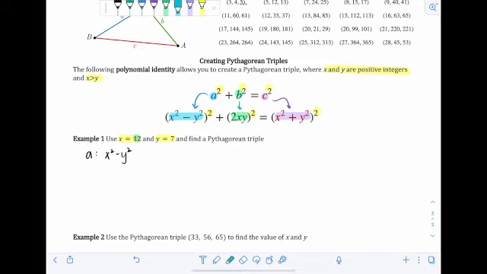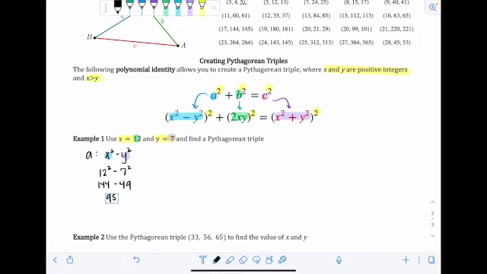So it could be like 10 and 9 or like 20 and 15, anything you want. X is 12, so I'll put that in there, and y is 7, so that'll go in there, and then we'll simplify. So it'll be 12 squared minus 7 squared. 12 squared is 144, minus 7 squared is 49. So we'll do 144 minus 49, which is 95. So 95 is going to be the first number in our triple.